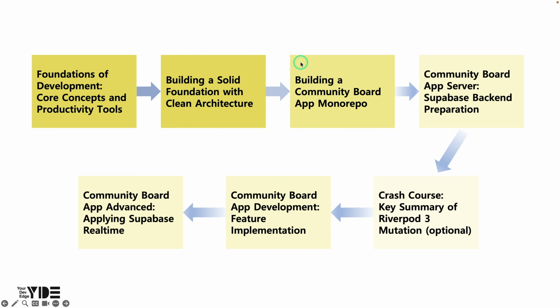Section 4. Building a community board monorepo, laying the foundation for scalability. Build a monorepo environment that ensures stable code management even as the app grows. Separate functions into independent packages to increase code reusability and gain practical experience managing large-scale projects.